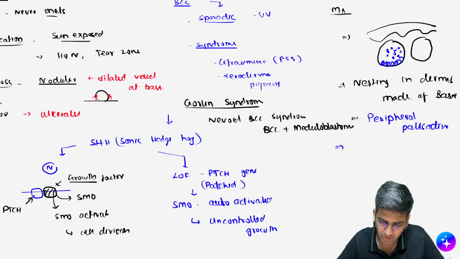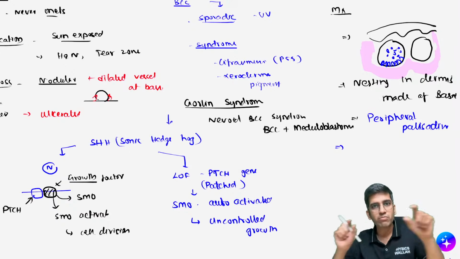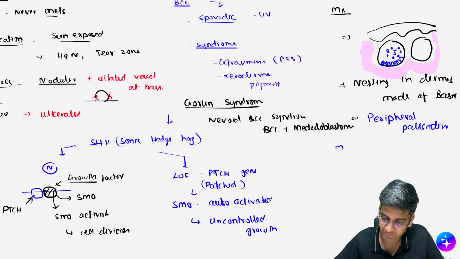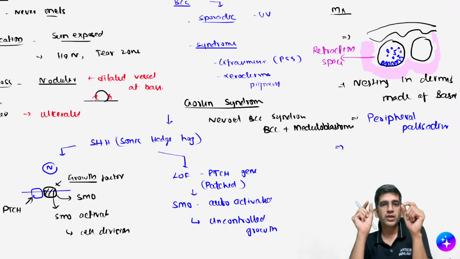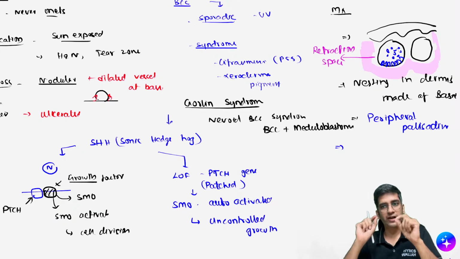The second classical finding is that this nest is there in the dermis. Dermis is purely made of collagen, right? Let's assume dermis is made of collagen. There'll be a tiny area or gap between the nest of tumor cells and the collagen. They won't merge. That's called a retraction artifact. This is very, very classical. There'll be a retraction space between the nest of tumor cells and the dermis, which is very classical for basal cell carcinoma for diagnosis.